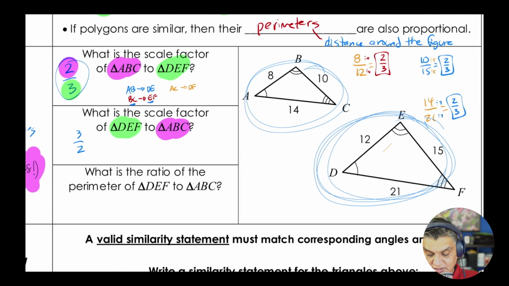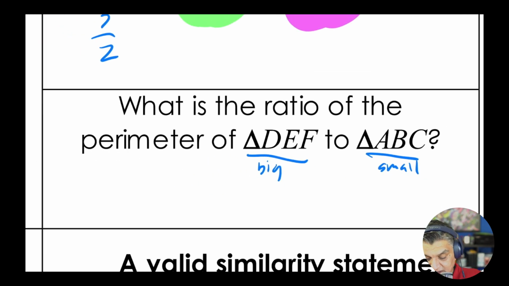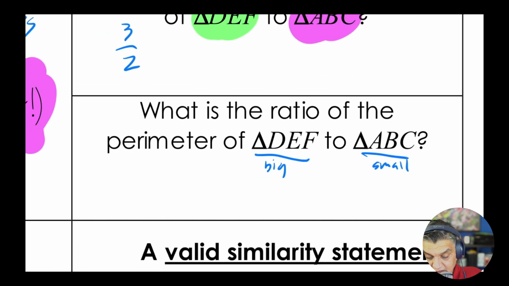And then the last question, what is the ratio of the perimeters? Big to small. So again, you can call the triangles, or whatever the figures are, big to small. That's what I like to do. I like to say, are we going from big to small or small to big? Because that's how this works. You always have a bigger figure and a smaller figure. So are we going from big to small or small to big?